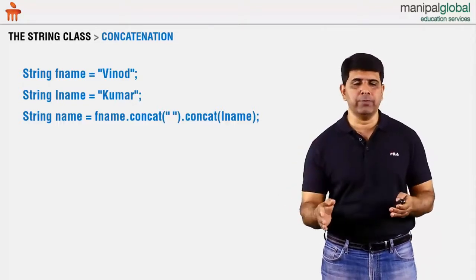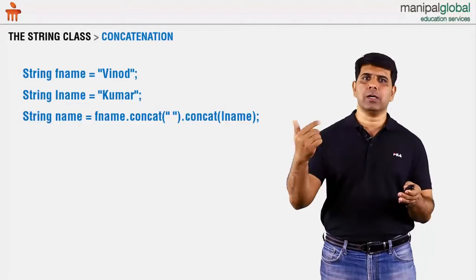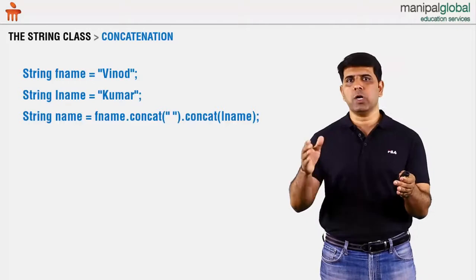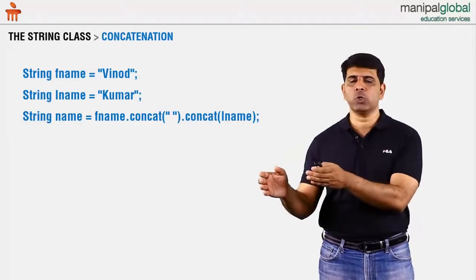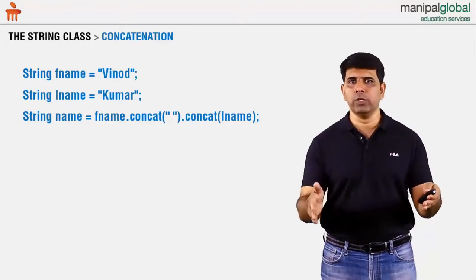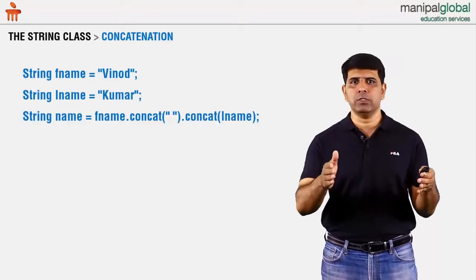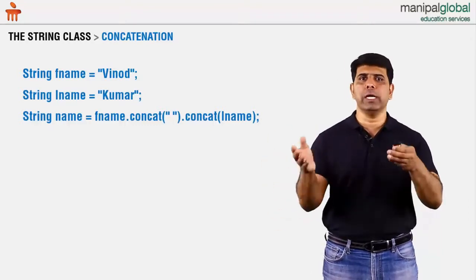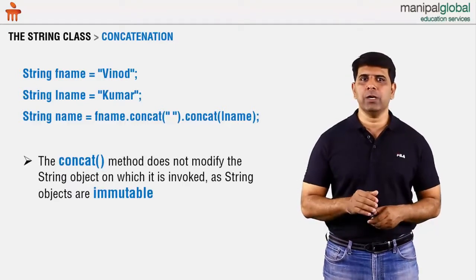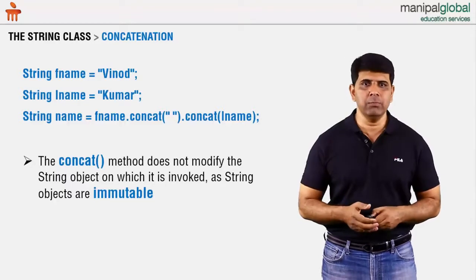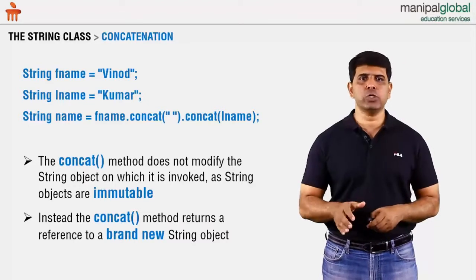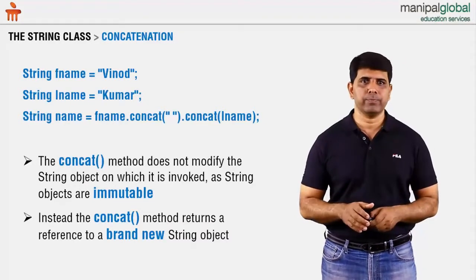That is being returned as a reference. Now to that we are calling the concat. Now it is not to the fname. Now Vinod plus a space dot concat of lname. Now lname contains Kumar. Those 5 characters are appended to a new string along with Vinod and a space. So eventually you will have Vinod space Kumar. That is a new string that is returned and that is assigned to name. Now the concat method does not modify the original object because strings are immutable. Instead, the concat method returns a reference to the brand new string object.